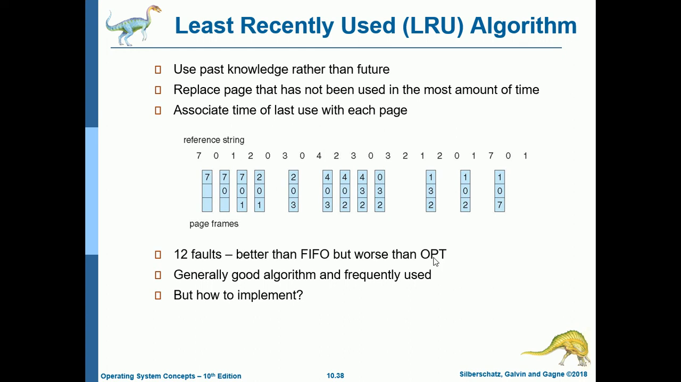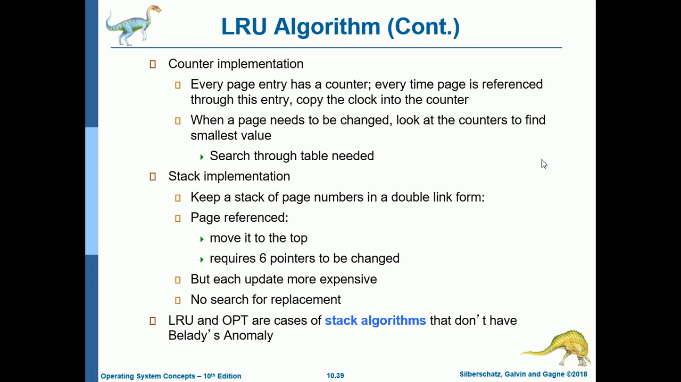So, generally good algorithm and frequently used. But how to implement? Since we're looking at the past. Again, least recently used, you're going to look to the left, while the optimal is you're going to look to the right of the reference string. Okay, and of course, I'm going to provide again another way to manually do the least recently used algorithm. So, how to implement is we need to have a counter.